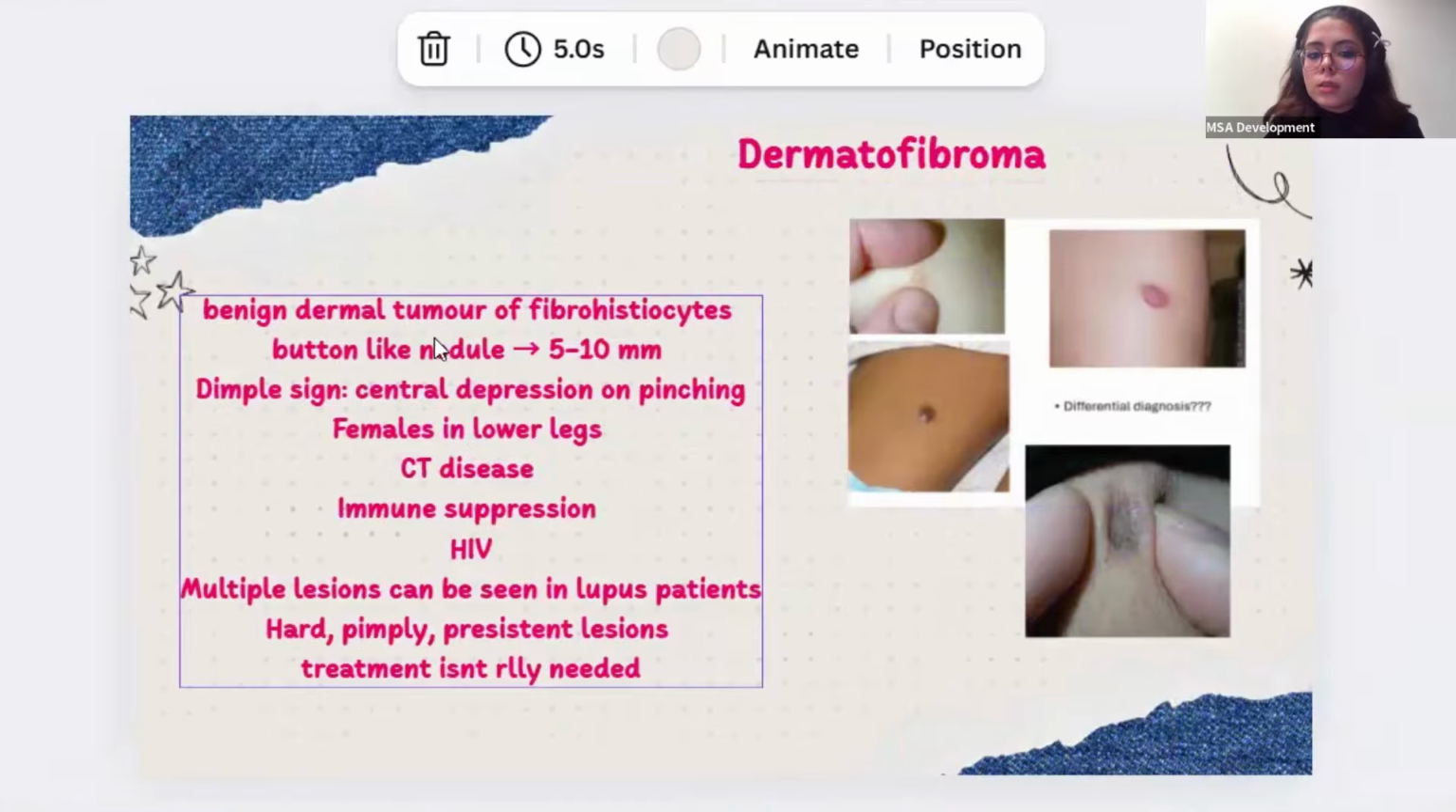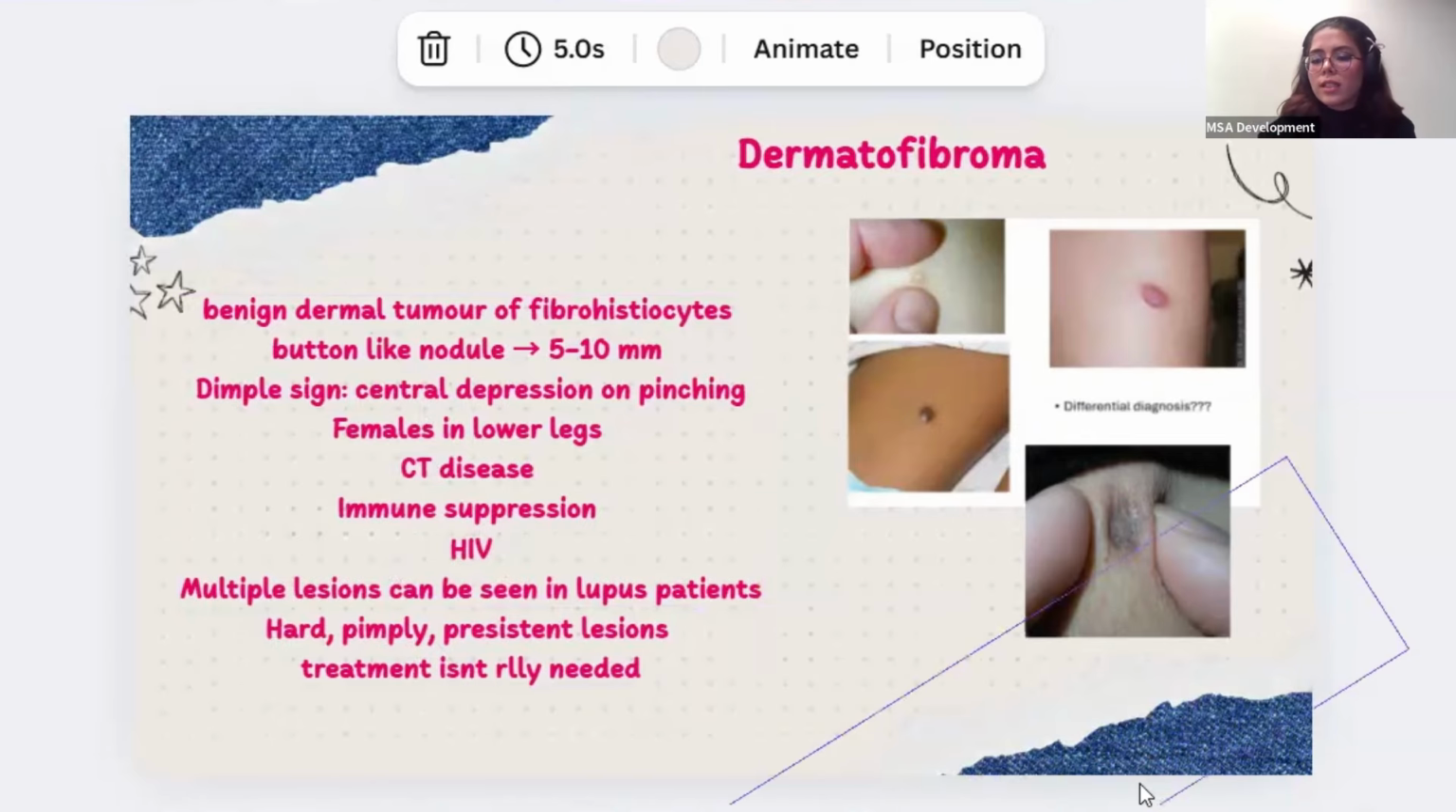Dermatofibroma. Okay. Dermal tumor of fibrohistiocytes, button-like nodule. Okay. Dimple sign is basically you take it, you pinch it, and instead of it going up, like how usually skin does, it goes down. Okay. It's usually found in females in the lower legs. It's a connective tissue disease, immune suppression. You can find it in immunosuppressed people. HIV, for example. Multiple lesions can be seen in lupus patients. It's hard, pimply, resistant lesions. Treatment isn't really needed. It's benign. It's not really that important.